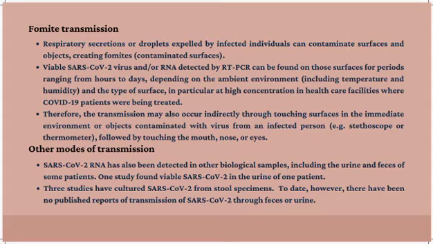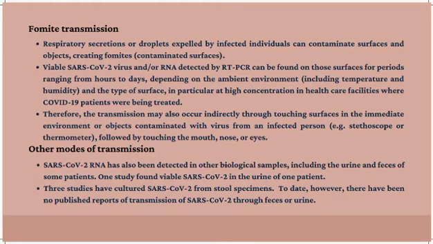Then when we come to fomite transmission, respiratory secretions or droplets expelled by infected individuals can contaminate surfaces and objects, creating fomites. Viable SARS-CoV-2 virus or RNA detected by RT-PCR can be found on those surfaces for periods ranging from hours to days, depending on the ambient environment, including temperature and humidity, and the type of surface, in particular at high concentration in healthcare facilities where COVID-19 patients were being treated.